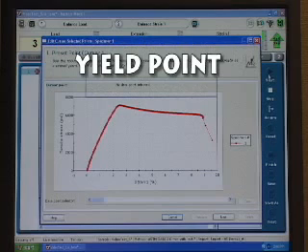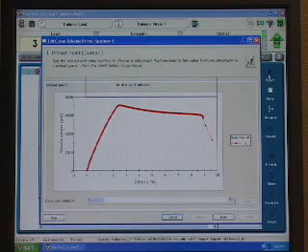The yield point is defined as the first point on a stress-strain curve at which an increase in strain occurs without a corresponding increase in stress, and is referred to as a zero-slope yield.